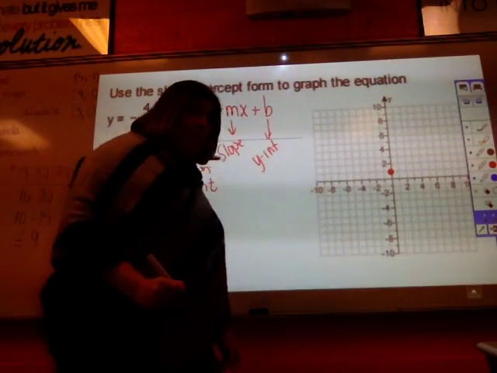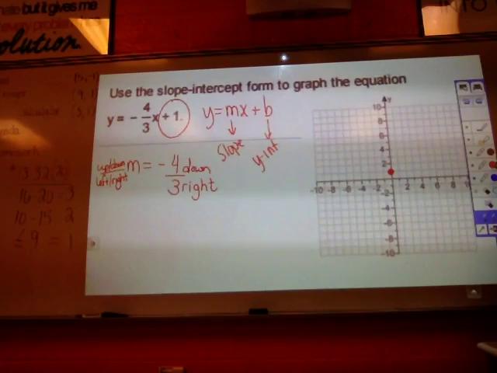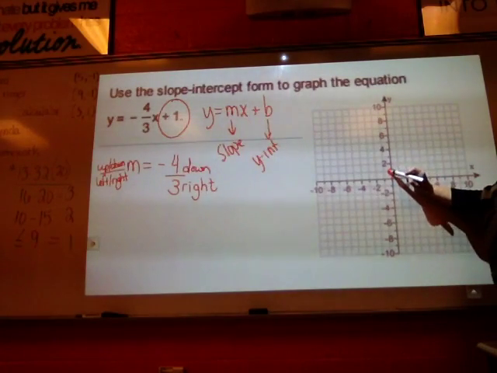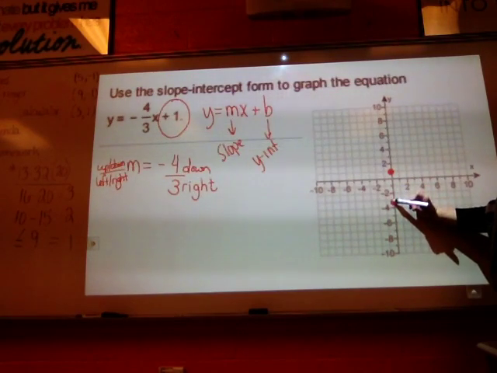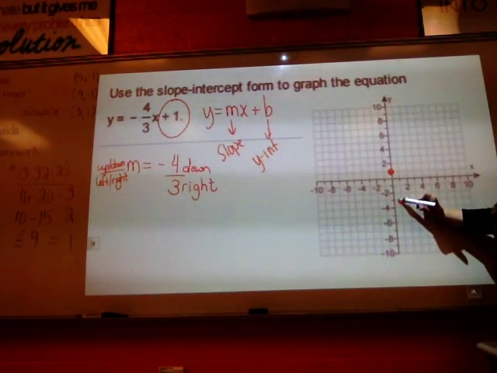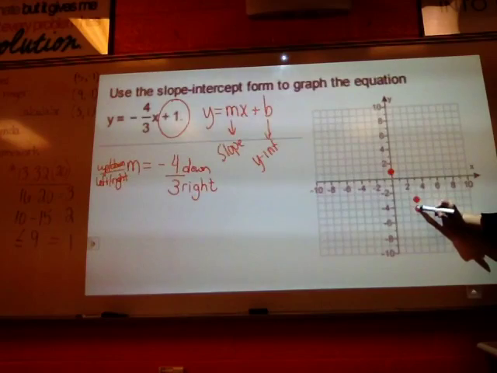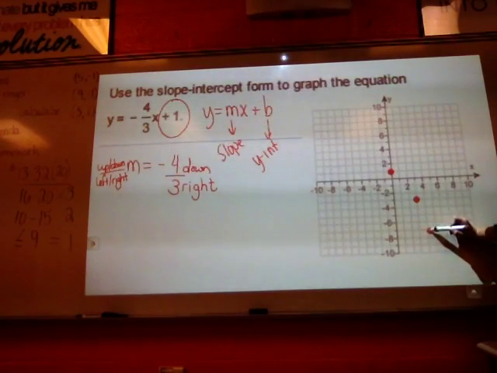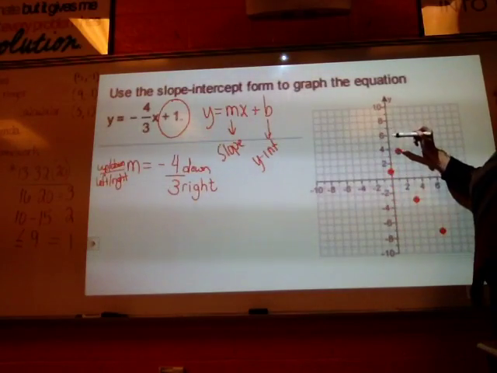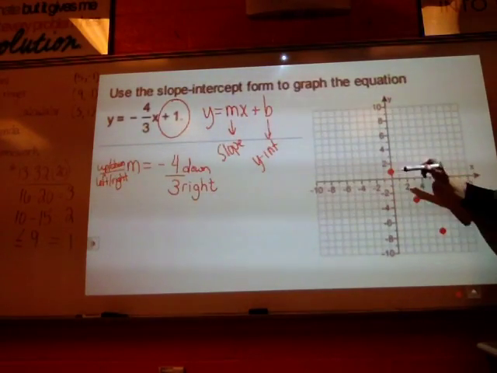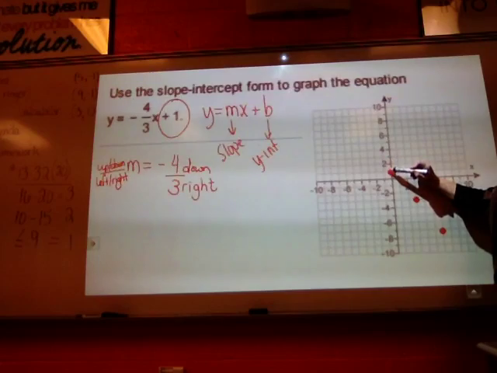So based on where I started, which is my y-intercept, if I'm here, I'm going to move down 4. 1, 2, 3, 4. To the right 3. 1, 2, 3. Or I could have moved up 4 and to the left 3 if I didn't have enough room. As long as I reverse both of them, I'm okay.